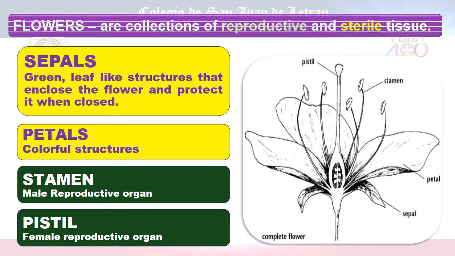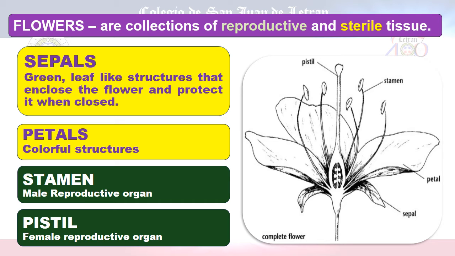Let's now move on to the flowers. Flowers are collections of reproductive and sterile tissue. It has four major parts. We have the sepals, petals, stamen, and pistil. The vegetative part of a flower consists of the following. We have the petals and sepals.